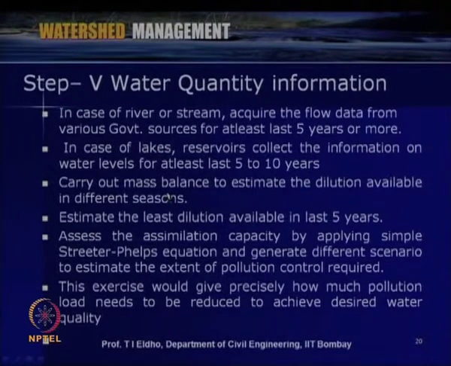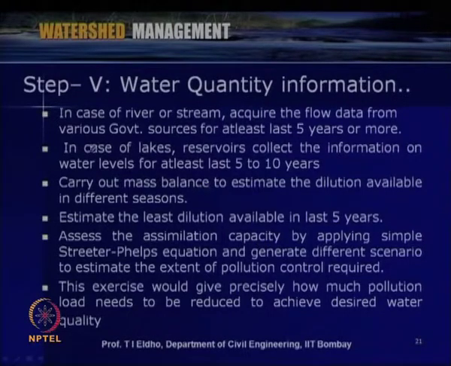And then next one is step number 5, the water quantity information. So these issues we have already discussed earlier. So in case of river or stream, we have to acquire the flow data from various government sources and then see how the system is, the source of water. In case of lakes and reservoirs, we have to collect the information on water levels of at least 5 to 10 years, then carry out mass balance, then estimate the least dilution available in last 5 years, then assess the assimilation capacity by applying simple Streeter-Phelps equation, say for example, where dissolved oxygen is concerned. Then this exercise would give precisely how much pollution load needs to be reduced.